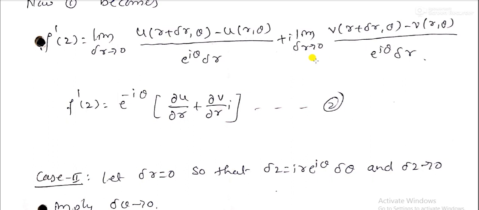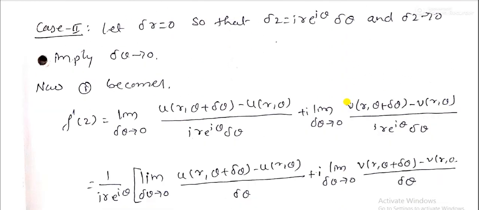So in terms of polar form, we get f dash of z is equal to 1 divided by e raised to i theta; take it common, so the power becomes negative, e raised to minus i theta. So these two definitions we know already: dou u by dou r plus i into dou v by dou r. After substituting values in the first case, we get the first equation. This is equation number 2.